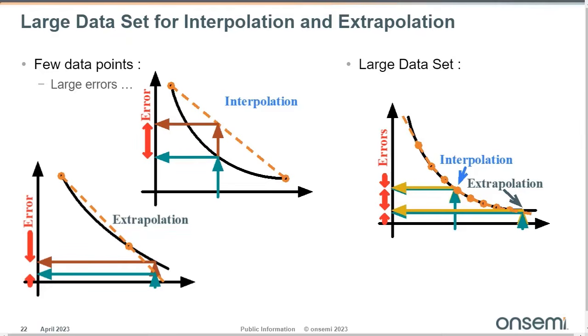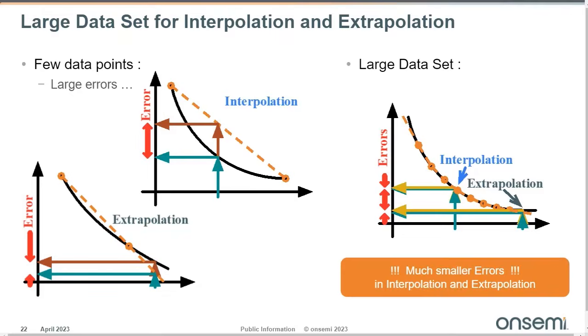While if you have a very large number of points, as you can see on the right side, when you do an extrapolation or an interpolation, you have much smaller errors. And this is why at onsemi we select to have a large data set: it reduces the errors in interpolation and extrapolation, and so you will have much more accurate results in your system simulation.